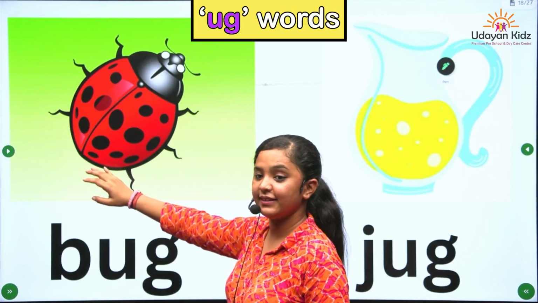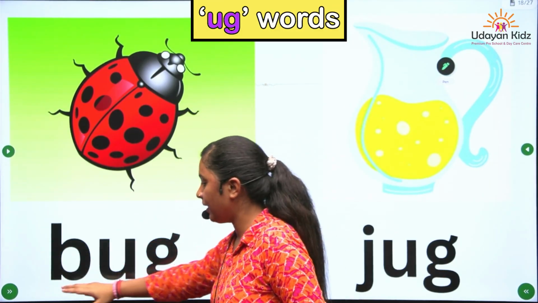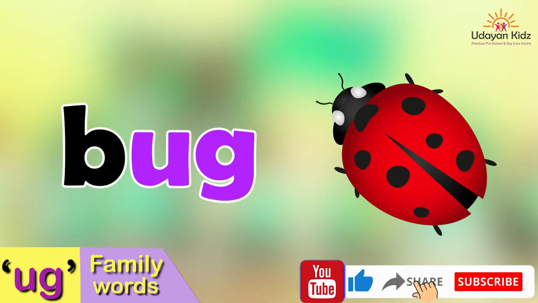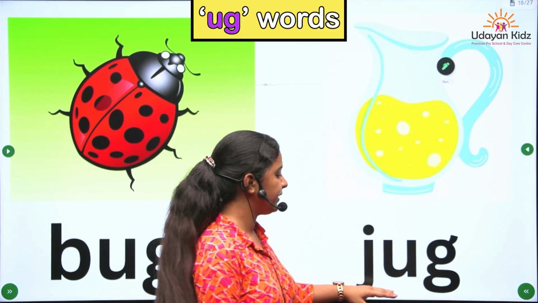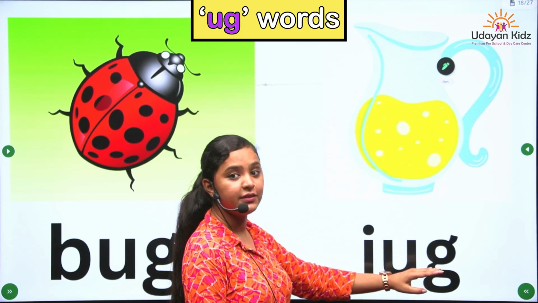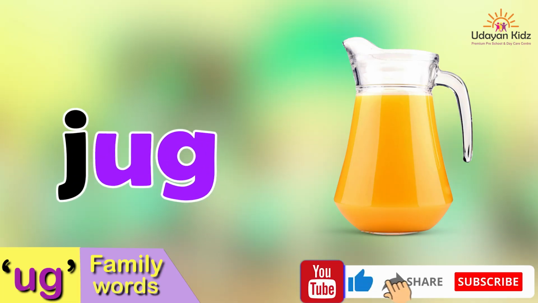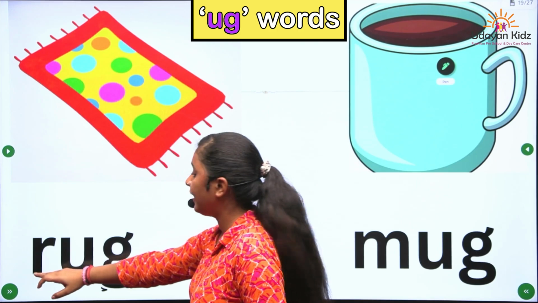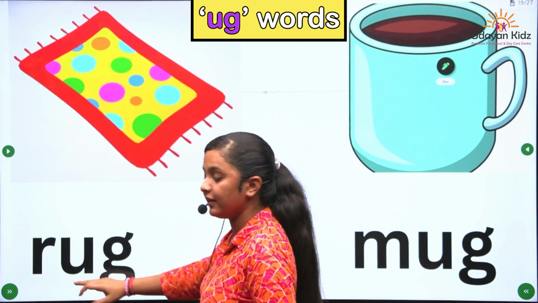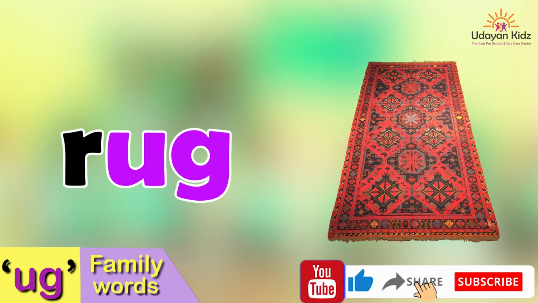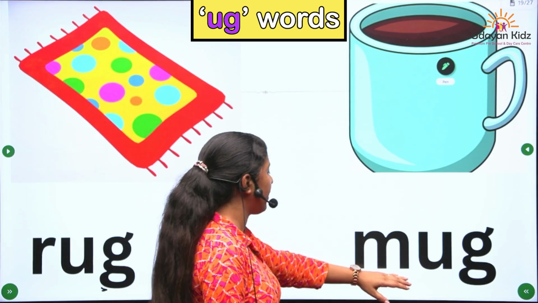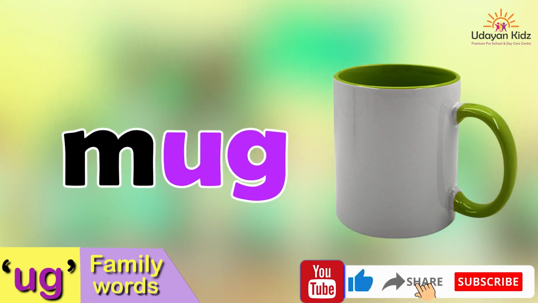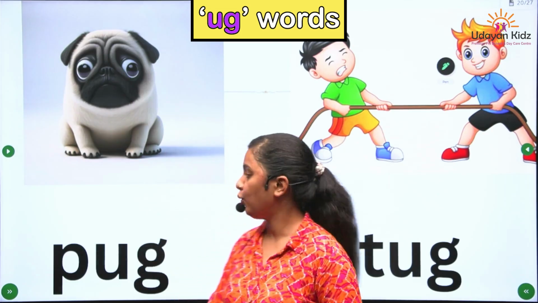First word is UG, bug. And next word is UG, jug. And this is UG, rug. Next is UG, mug.